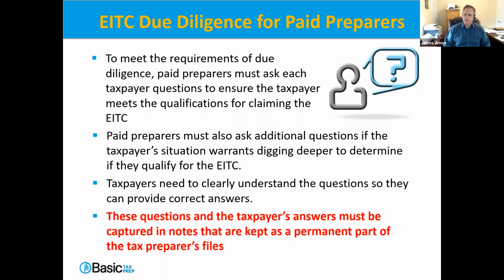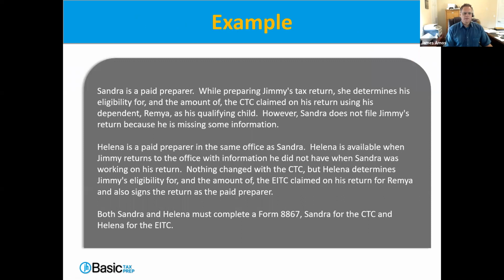Same thing with earned income credit. You don't ask them, "Do you have a qualifying child?" You just say, "Do you have a child?" And then you go into the rules and make sure that child qualifies. Okay? And this is why it's in red, they must be captured in notes that are kept as part of the tax preparer's files. Well, working for us, we have a place to actually take notes that's going to be saved with the tax return. Okay? So that's what's required of you for due diligence.